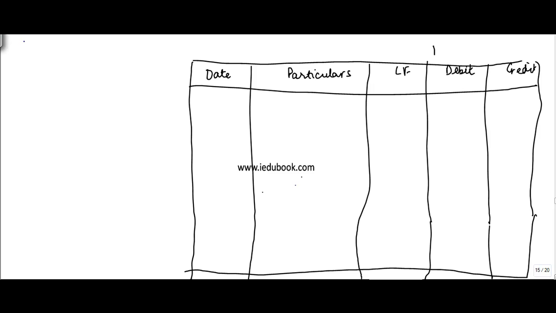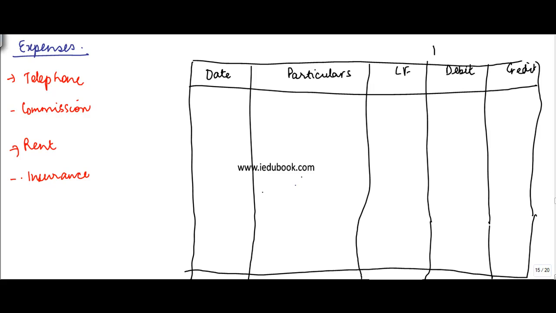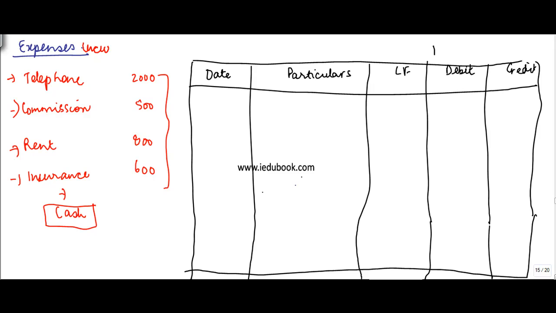Let's take up cases of certain expenses. So let's say you paid some telephone expenses, some commission, some rent, some insurance, and let's assume these are for cash. Expenses incurred in cash. Okay.